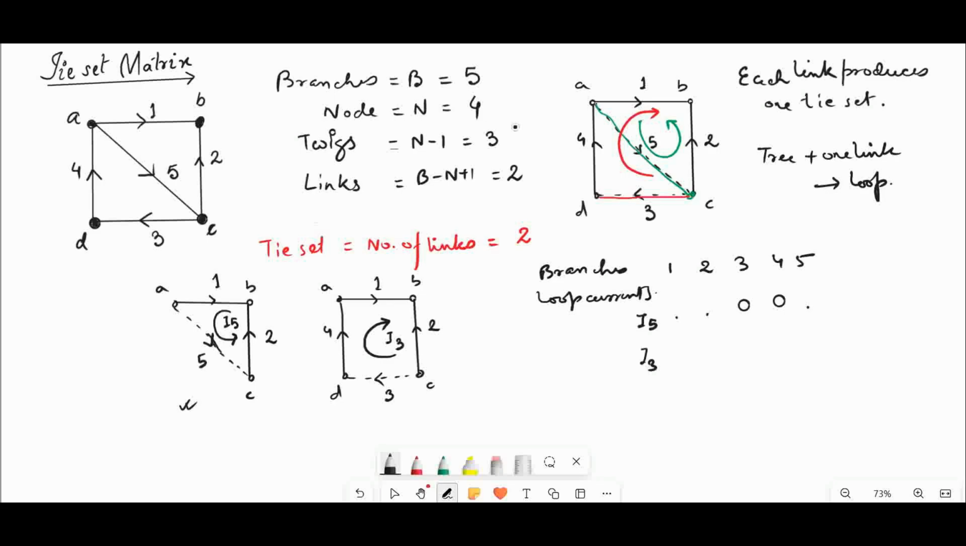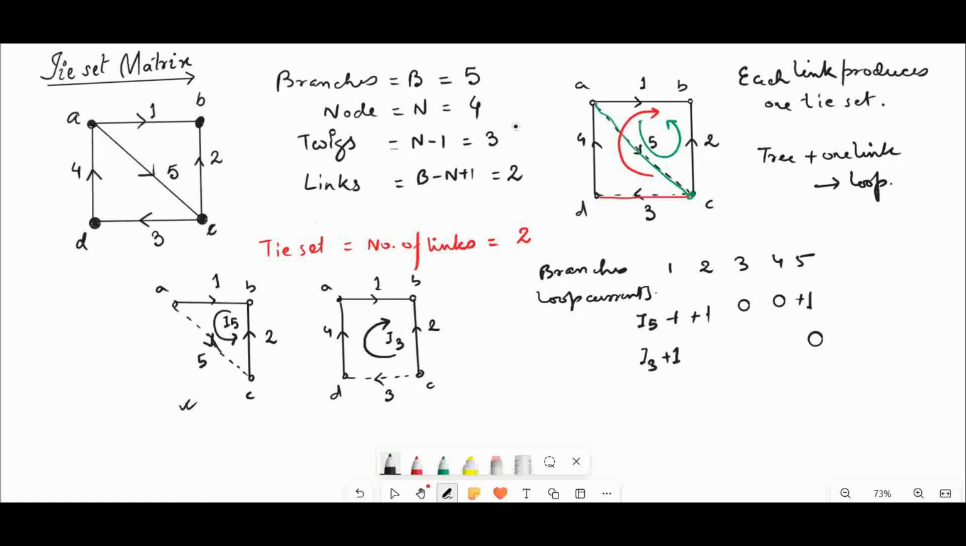Branch 1 is in the opposite direction to the loop current, so it will be -1. Then branch 2 is in the same direction as the loop current, so it will be +1. Then 5 is obviously in the same direction, so it is also +1. Then coming to the next loop, we have 4, 1, 2, and 3. The 5 is missing, so 5 will be 0. Now 1 is in the same direction, so +1.